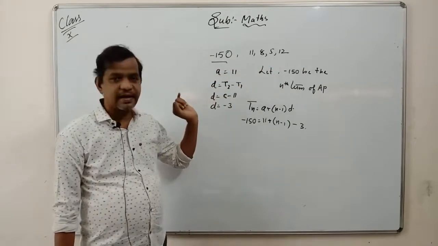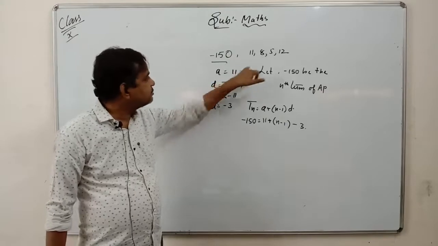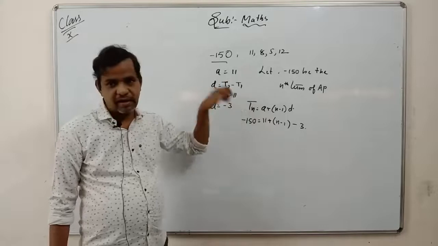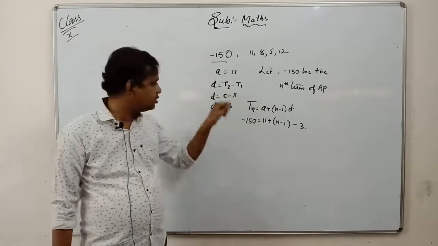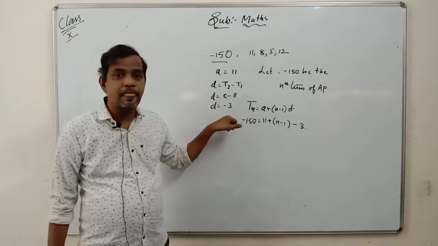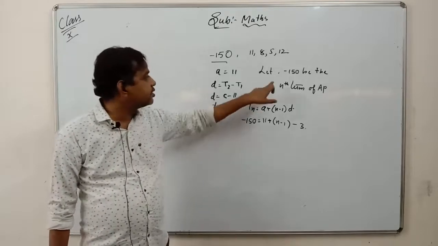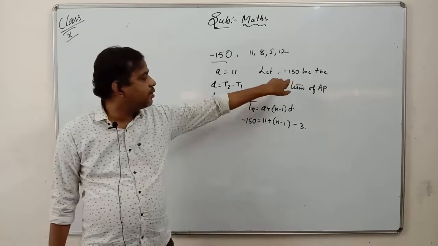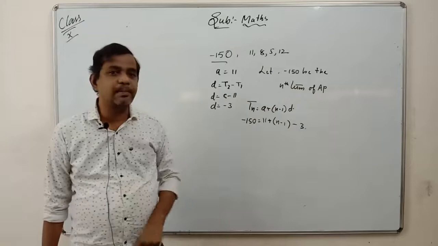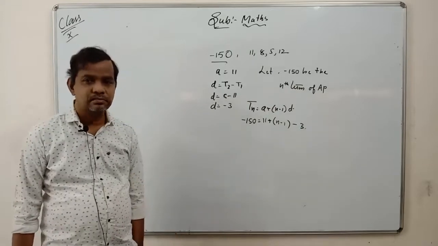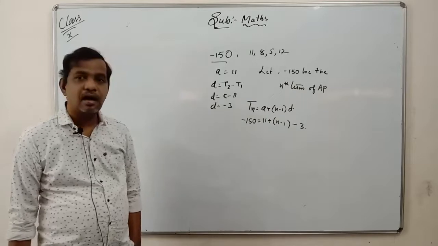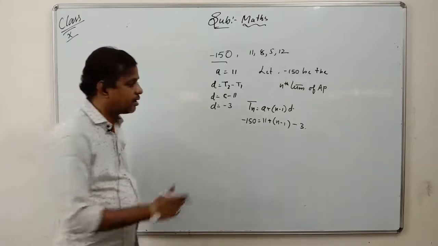So first what we are taking? The first term a equals to 11 and d equals to t2 minus t1, or you can take it as a2 minus a1 also. So d equals to 8 minus 11, you will get d equals to minus 3. So let minus 150 be the nth term of AP. So Tn equals to a plus n minus 1 d. So minus 150 equals to 11 plus n minus 1 of minus 3.